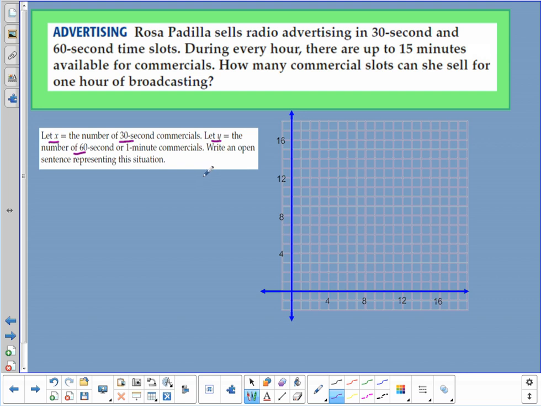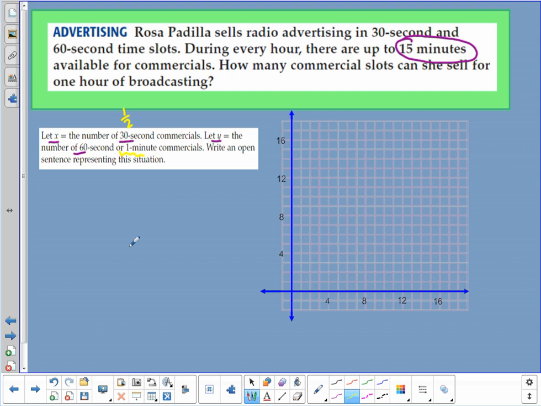The time that we want these to go up to is 15 minutes. Okay, so 15 minutes is a different time scale or a different time frame than the 60 seconds and 30 seconds. So what we need to do is convert our seconds into minutes. So I'm going to say that a 30-second commercial is actually 1/2 of a minute, and a 60-second commercial, they already told you, is 1 minute, which we all know.